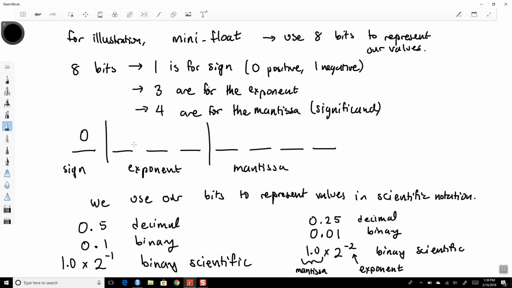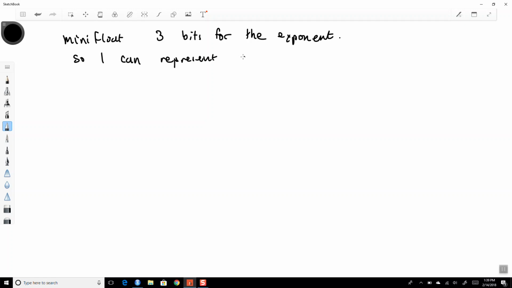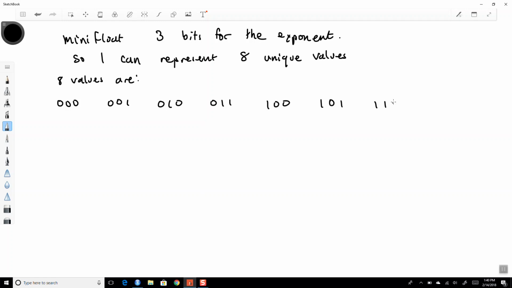This is okay? All right, so I've got 3 bits for the exponent. So how many values can I represent with my exponent? So in the mini float, I have 3 bits for the exponent. Okay, so I can represent a total of 8 values. And those 8 unique values are going to be in binary 000, 001, 010, 011, 100, 101, 110, 111. Okay, those are the 8 values I can represent.